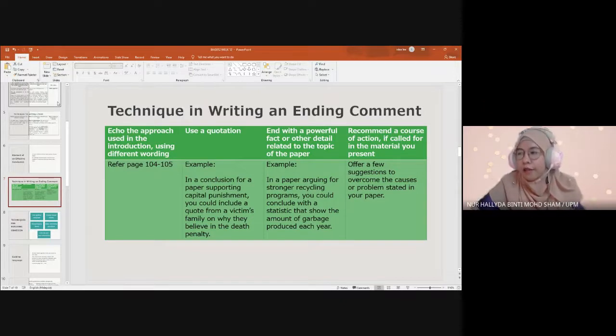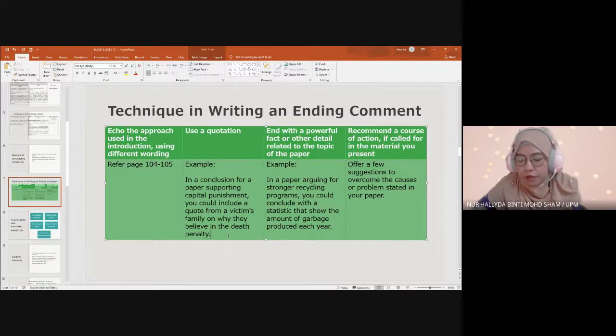Okay, another technique is the same as the one in the introduction. You use a quotation. I think a quotation here is a very effective way to create attention, right? You can even use it in your conclusion. For example, in the screen here, in a conclusion for a paper supporting capital punishment, you could include a quote from a victim's family on why they believe in the death penalty.